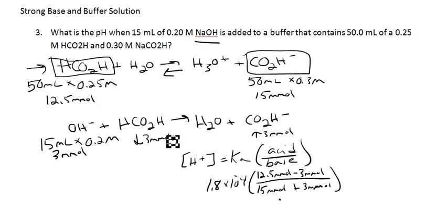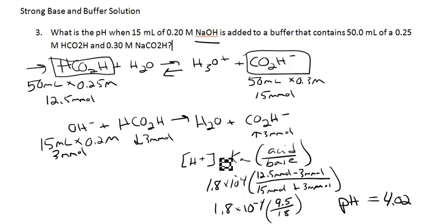And so we have a fraction of 9.5 over 18 times our Ka, 1.8 times 10 to the negative fourth, gives us our hydrogen concentration. And then we can negative log that to get our pH. And the pH here would be 4.02.